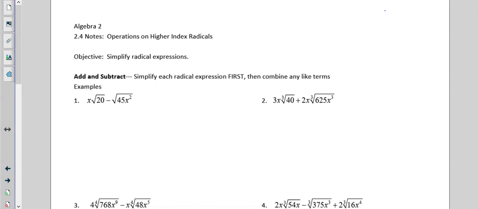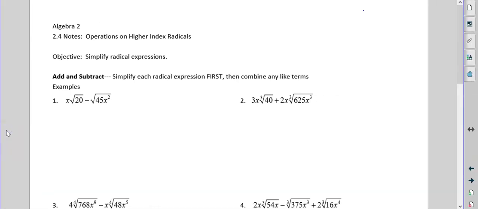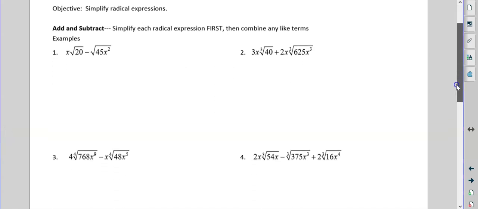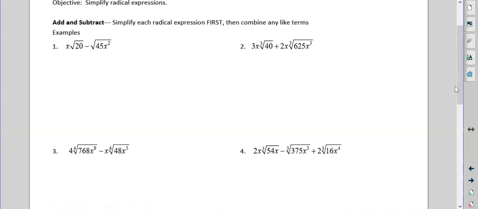Okay, 2.4, operations on higher index radicals. In 2.1, we did square roots. In 2.2, we did 3 and 4. Then in 2.3, we did operations on square roots, and now we're, again, just expanding to 3 and 4. So really not much different, not a lot of new stuff here, just on a different index number.